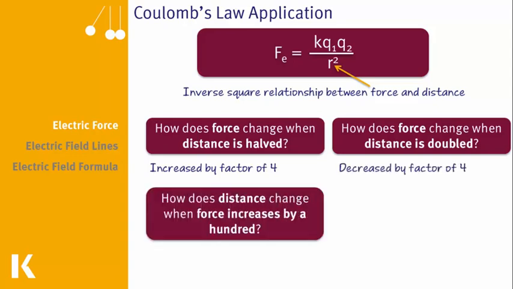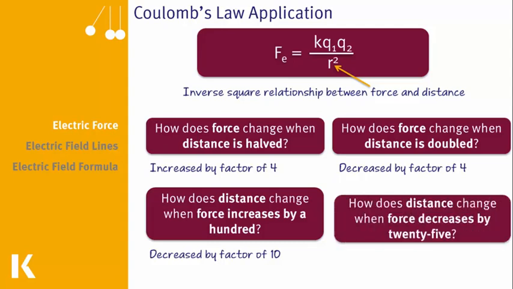The MCAT could ask a question in the opposite way as well, giving you the resultant force and asking you how a variable has changed. We have an increasing force again, which means distance decreased, but by how much? The square root of 100 is 10, and our distance decreased by a factor of 10. One last question. Our force is decreasing, which means our charges are getting farther apart. If the force decreases by 25, we know that our distance is increased by the square root of that number, 5. Being able to figure out changes based on proportionalities is an essential skill for your MCAT, so be sure to practice it frequently. Try it out whenever you get a new physics equation.